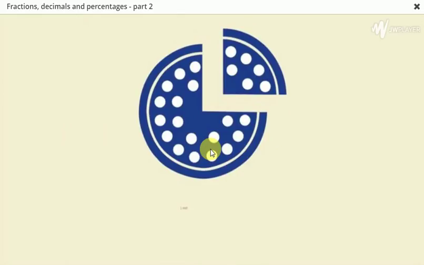We know that 1 half is equivalent to 50%, and we also know that 1/4 is half of 1 half. So what is half of 50%? Half of 50 is 25. A quarter equals 25%. They're equivalent. Now what about making that into a decimal number? What would be half of 0.50? 0.25. A quarter equals 25% equals 0.25.